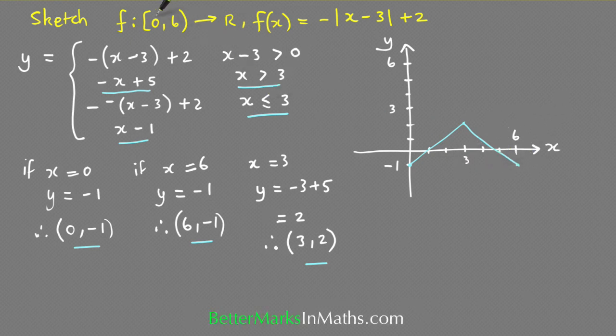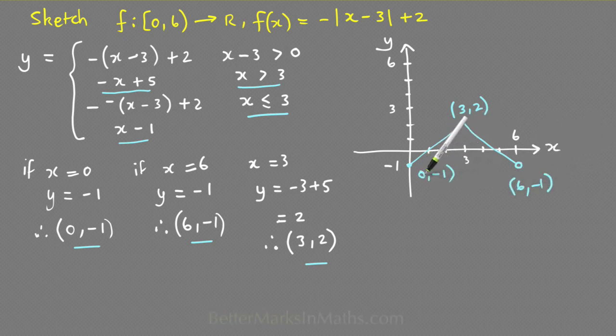So just checking this domain again. This is a square bracket, so this point here where x is 0 is definitely included. Round bracket here, so the value 6 is not included. So this here really needs to be an open circle. There's no real question about it, it has to be, for you to get it correct. So open circle there, and then this here is the point 3, 2. So labeling all the points again, so 6 minus 1, and then 0, minus 1.